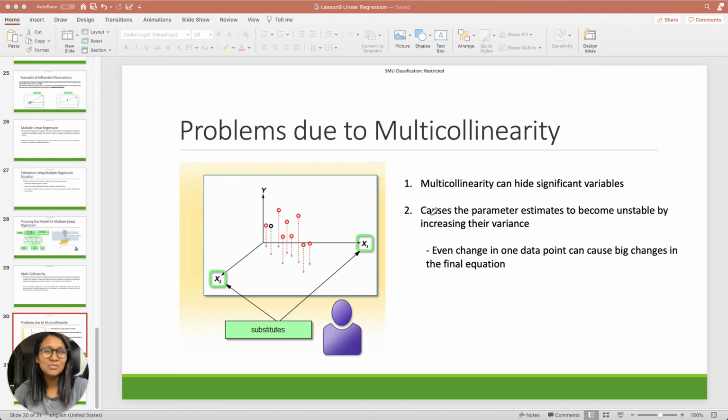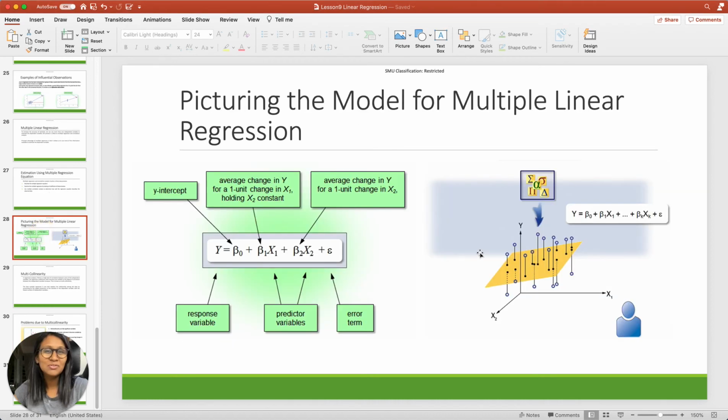So I'm going to talk about the second one first. Why do the parameter estimates become unstable when there is multicollinearity? To understand that, let's go back to the equation, the diagram that we had talked about before. So here, let's look at the definition of beta 1 to understand this better. Beta 1 was the average change in y caused by a unit change in x1 holding x2 constant.